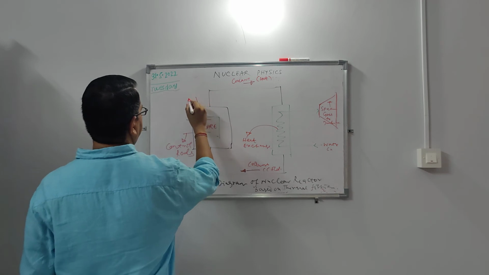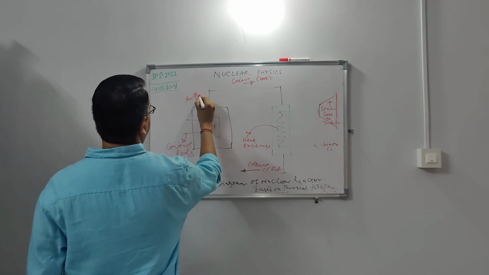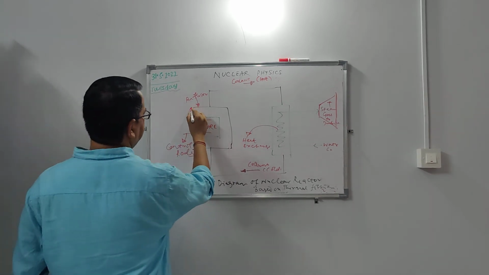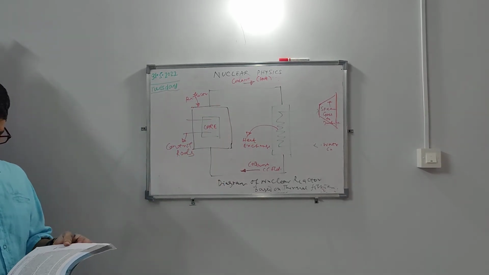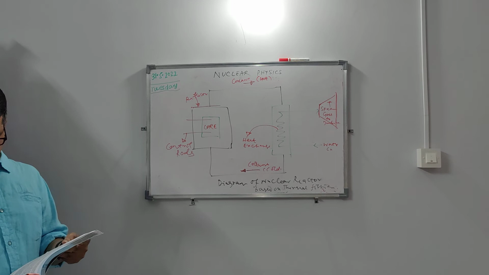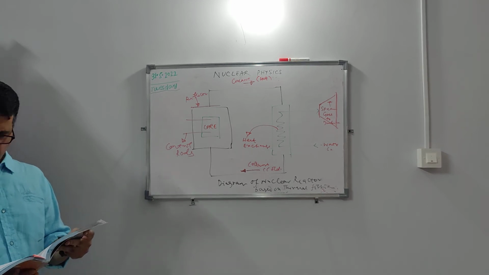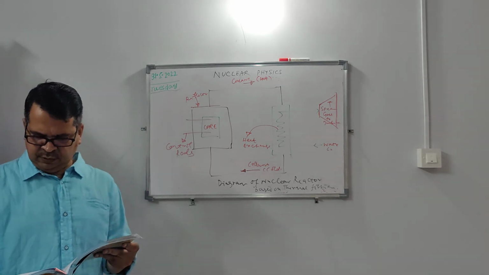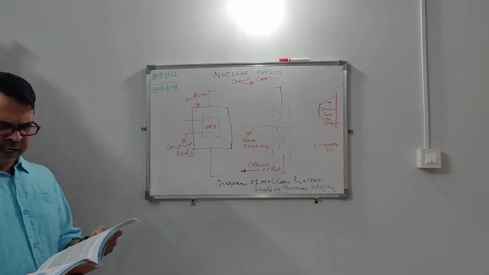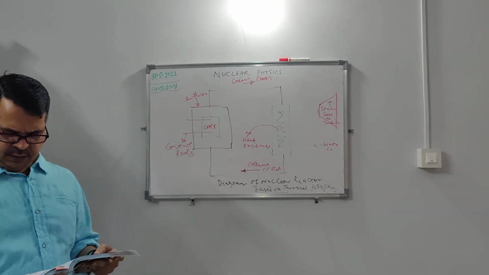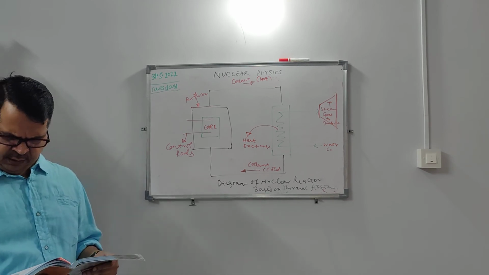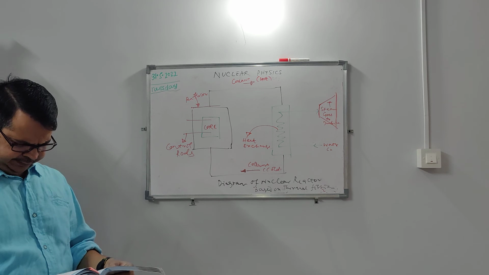This external structure is called a reflector. The coolant transfers heat to the working fluid, which in turn produces steam. The working fluid is nothing but your water, so this heat will produce steam.